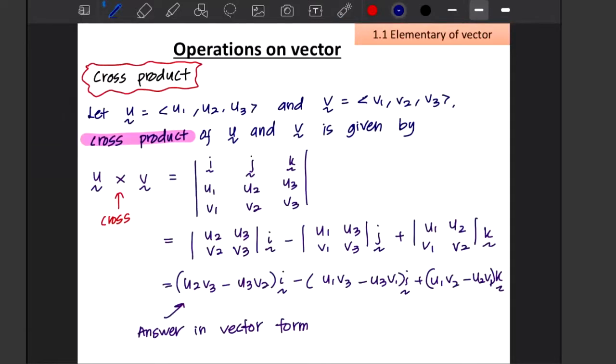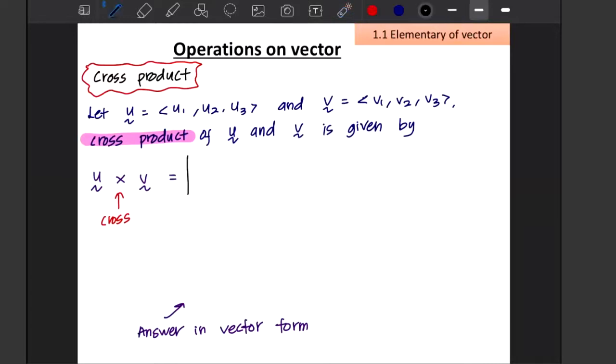Okay, what about cross product? With dot product, when you dot vectors, you will get a scalar. But if you cross vectors, you will get a vector. The final answer will be in the form of a vector. So if we want to find u cross v, first you put i, j, and k.